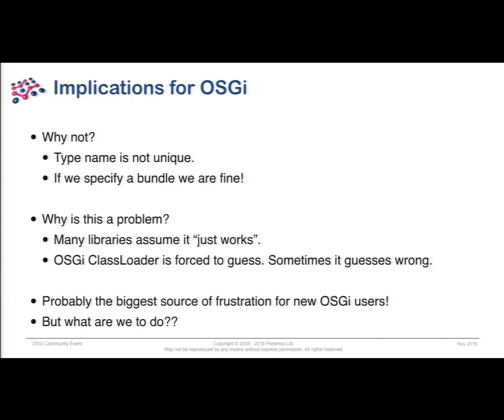So this is probably the biggest source of frustration for new OSGi users, well, even experienced OSGi users. But what exactly are we to do about this? We really have to improve this situation with people assuming that classes come from a single place. So this is part of the motivation for why Jigsaw and JPMS do what they do, because there are lots of these assumptions in the JDK. Parts of the JDK assume that all other parts of the JDK are visible within the same class loader. And so that's why they've come up with a design where you can have multiple modules within a single class loader.